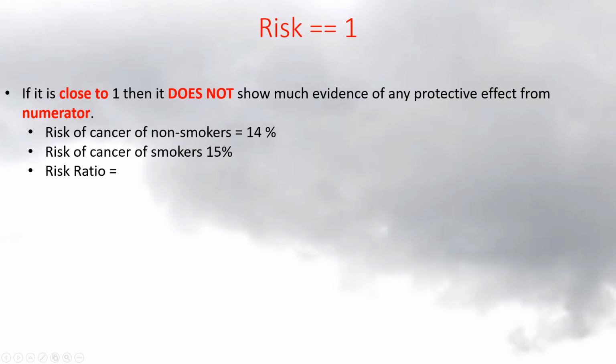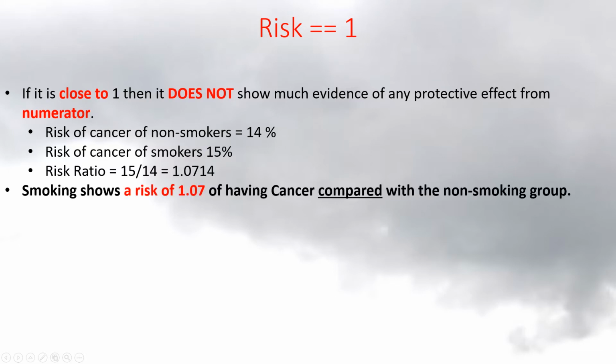All right. So risk of cancer in non-smokers is 14% versus risk of cancer in smokers is 15%. Okay, so we can have a risk ratio of 15 divided by 14, like 0.15 divided by 0.14. So 15, which is the risky thing that you're trying to measure, which is cancer. 15 divided by 14 is 1.07. So that shows smoking has a risk of 1.07 of having cancer compared with the non-smoking group. That's very, very close to 1.